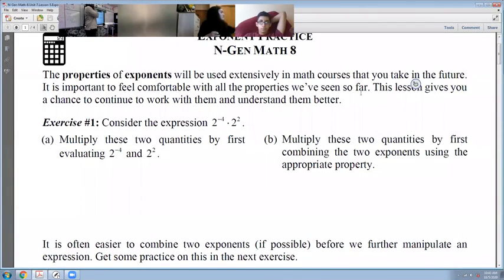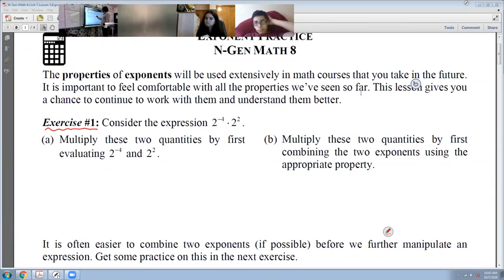All right, guys, today we will have a practice about exponents. Exercise 1 is here. Consider the expression to the power of -4. I will write it in here one more time. And times to the power of 2.